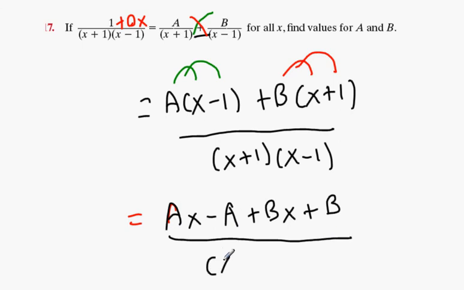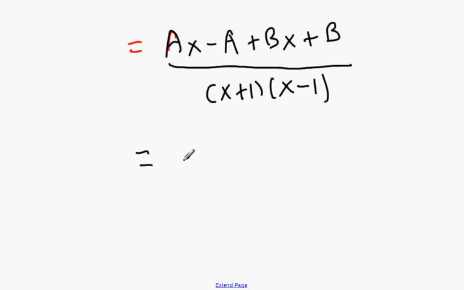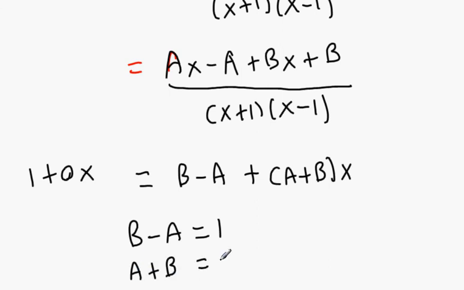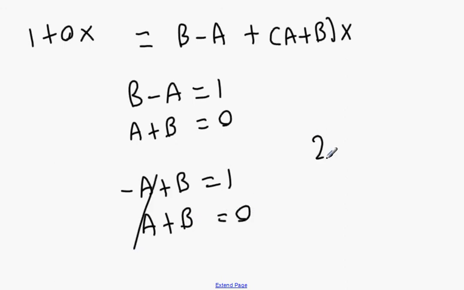Now, what we can directly look at is the fact that the denominators are the same. So the two real numbers are b minus a, and the x numbers are going to be a plus b times x. Okay? And what we know from the other side is that that is going to equal 1 plus 0x. What we know next is that b minus a must equal 1, and a plus b must equal 0. This gives you the following. This means we've got to change this around to minus a plus b equals 1, and a plus b equals 0.